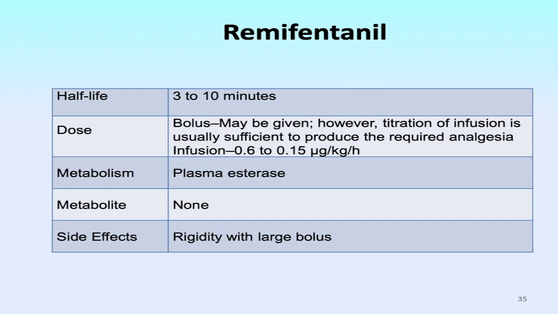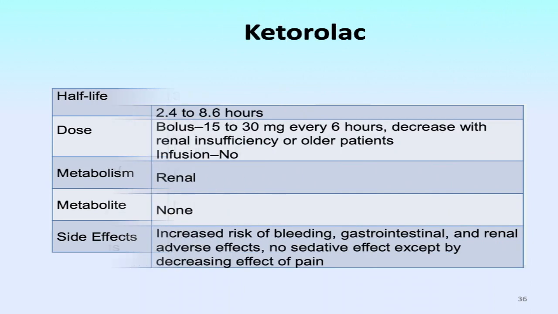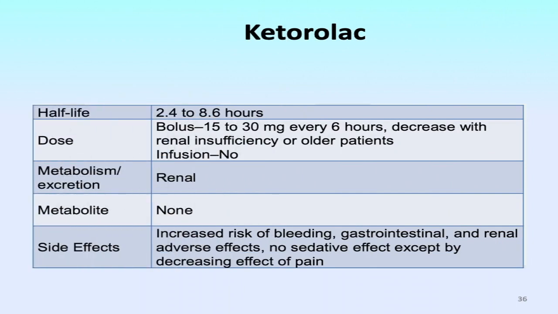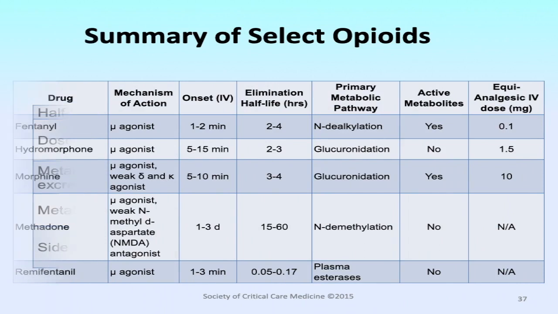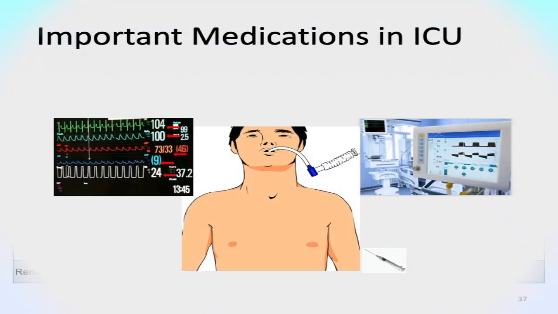Remifentanil is good in some of our patients who have organ failures. They have also a good effect. If we have hepatorenal syndrome, this drug is good to replace fentanyl. Ketorolac, we don't have in our ICU. So, a summary of opioids. This is a nice table about the receptors and mechanism of action, which also inhibits central nervous system and peripheral nerve impulses.